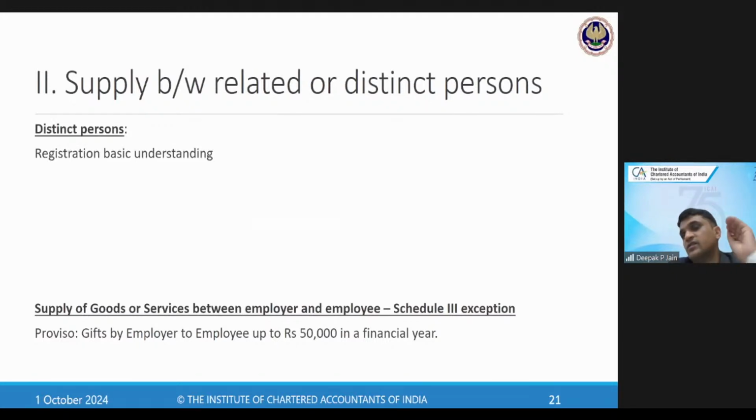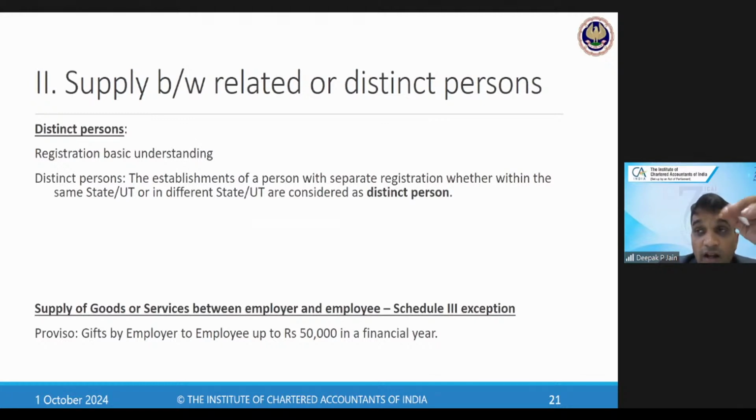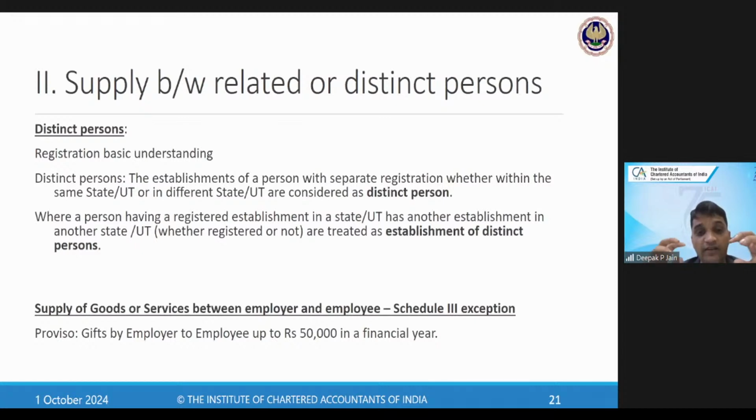Who is a related person or a distinct person? This we have to understand from registration. We understood registration in the last class, right? That registration you can do either in one state. If you are having multiple branches, you take one registration, or you can take multiple registrations for multiple branches in a state. If you take multiple registrations for multiple places, then each registered entity is called a distinct person. The establishment of a person with separate registration, whether within the state or in a different state, is considered a distinct person. Second, where a person having a registered establishment in a state has another establishment in another state or another union territory, whether that is registered or not, it is also treated as an establishment of a distinct person.